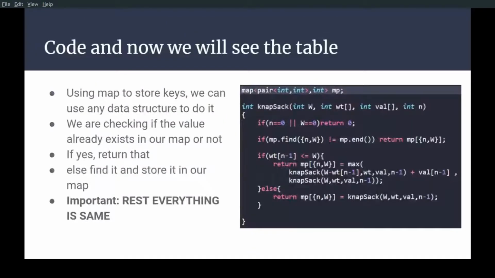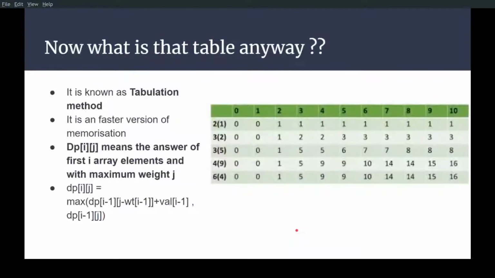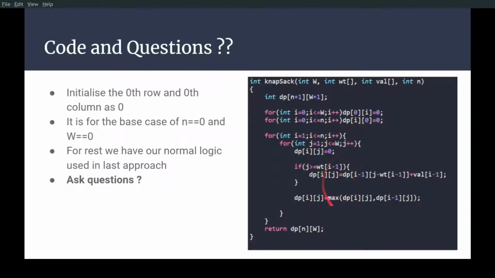The problem is that here we are doing so many recursive calls, right? When you do recursive calls in your system, you make a stack, and everything happens on it. Because of that, memoization usually takes more time than the tabulation method.